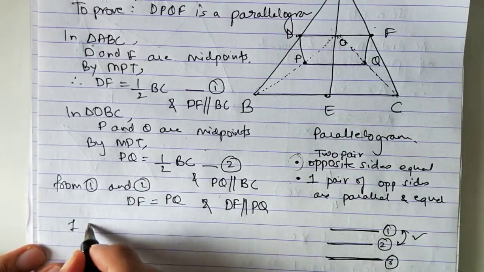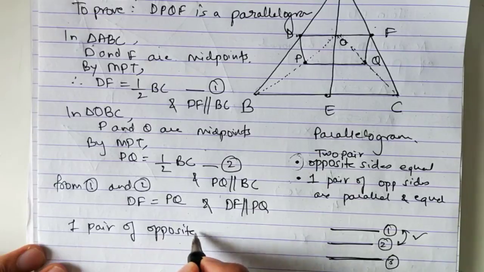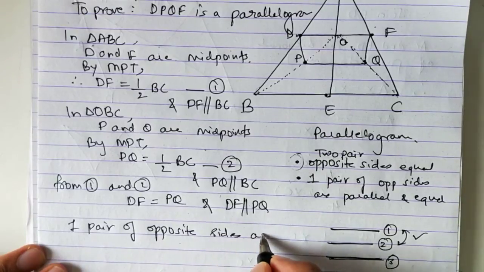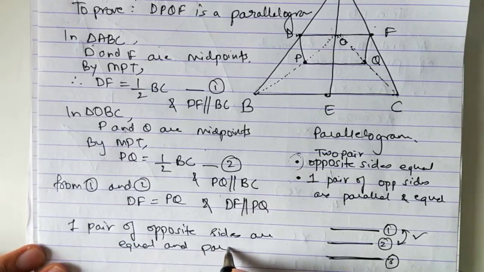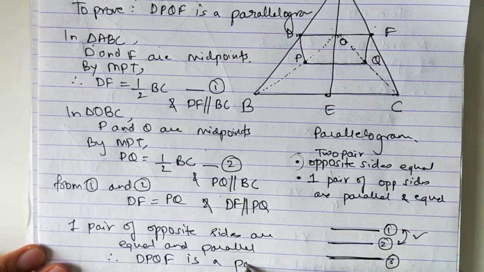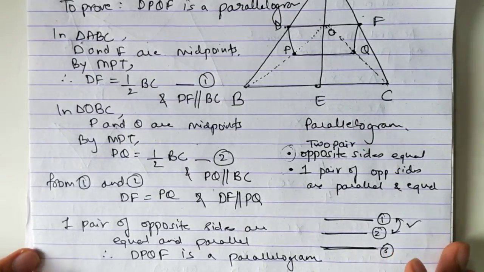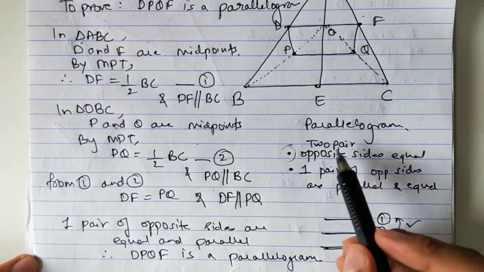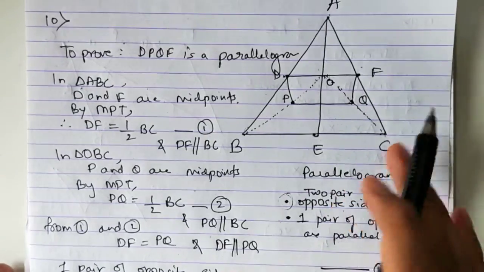That means one pair of opposite sides are equal and parallel. Therefore, I can say that DPQF is a parallelogram. Okay. We could have done it like this also: two pairs of opposite sides are equal. If I did that, do you know what I would do?